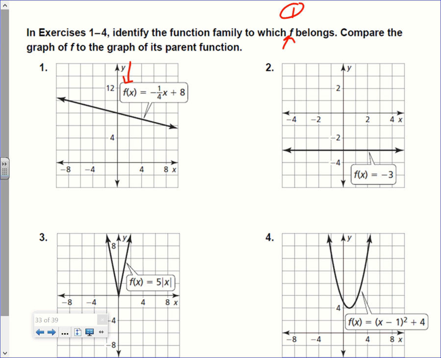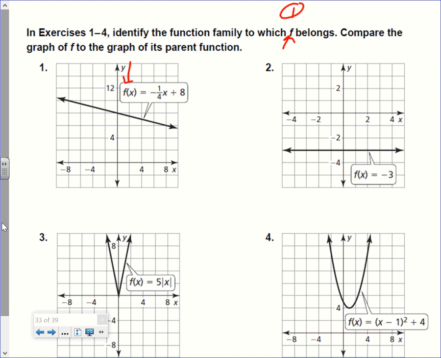And then it says, compare the graph of f to the graph of its parent. So we're doing 2 things. First, figuring out what family it's in. Secondly, what kind of transformation took place. Watch this. Just by looking at this, what would be the parent here out of the 4? This is definitely a linear. It's a line and there's a slant to it.